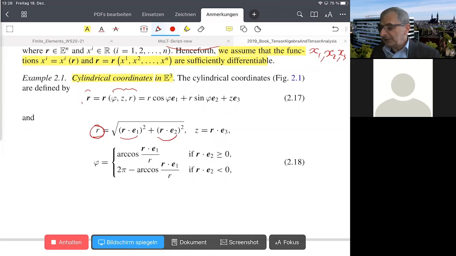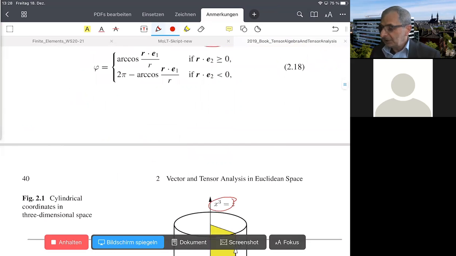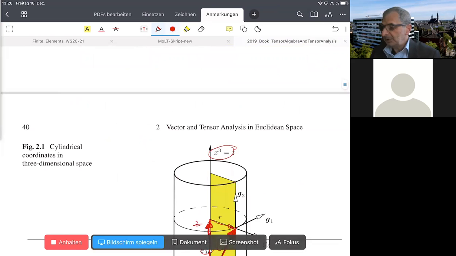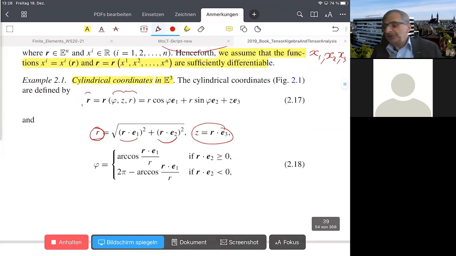The coordinate z is nothing but the scalar product, you can see it here, this value z here, right? It is nothing but the projection of this vector r to this vertical axis, or we can write mathematically r times e3, because e3 is a unit vector. The scalar product gives us the coordinate z.